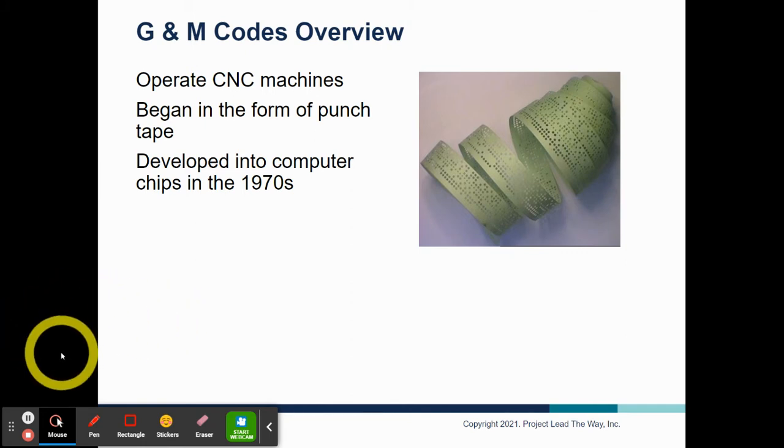Again, they were just used to operate CNC machines. CNC stands for computer numeric control. They began with that punch tape on the right side, but obviously as computers became more powerful, smaller, and more easily and readily available, they were then developed into computer chips, and that's how those computers now run those CNC machines to produce those parts in the manufacturing industry.